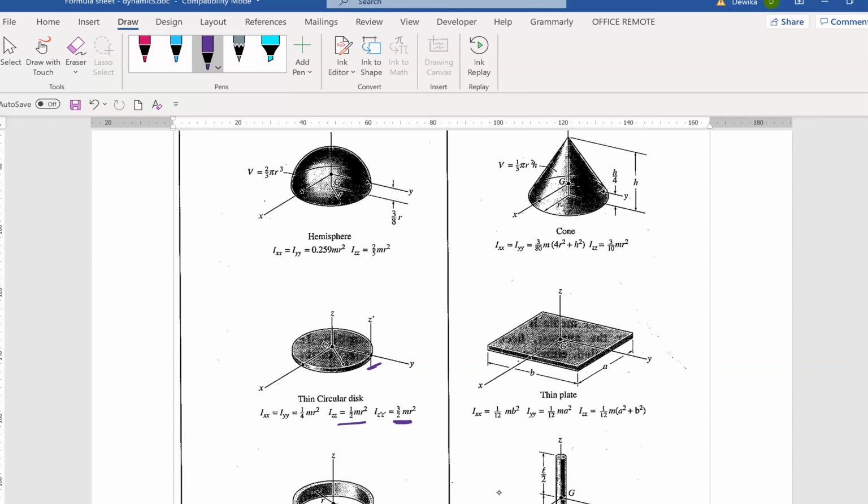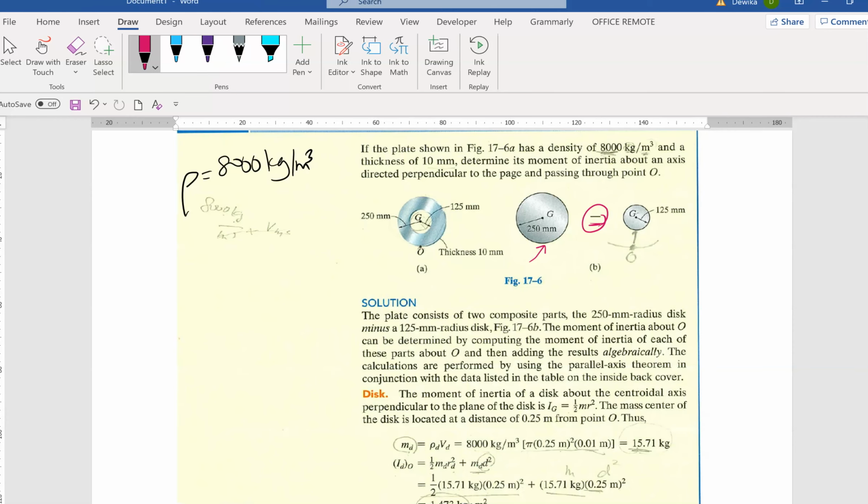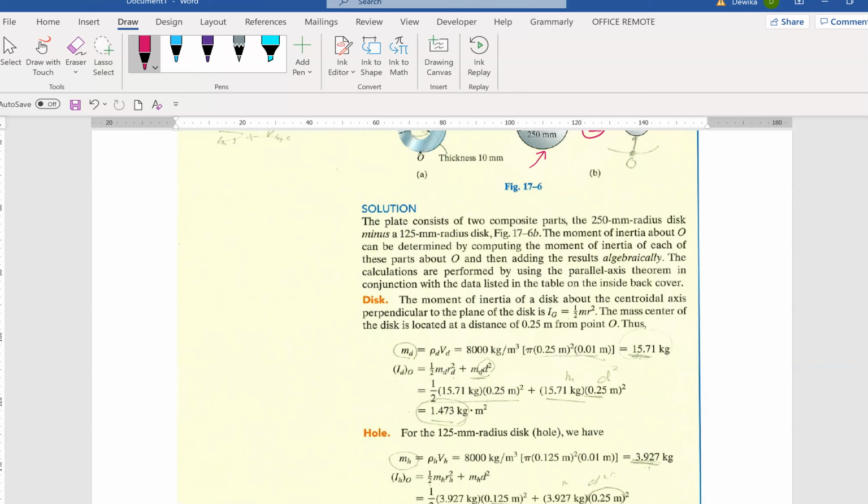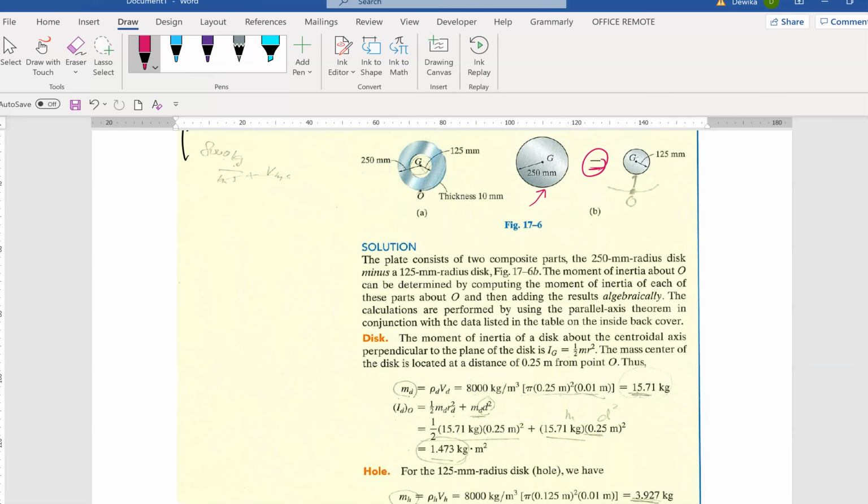So it depends. If you want to take the middle and then add MD square, also can. Or you want to take at the side, also can. So let's go and see what they did, okay? So the first part is to find the mass. What's the mass? You take the density, you multiply with the plate. So the plate is pi r square thickness.